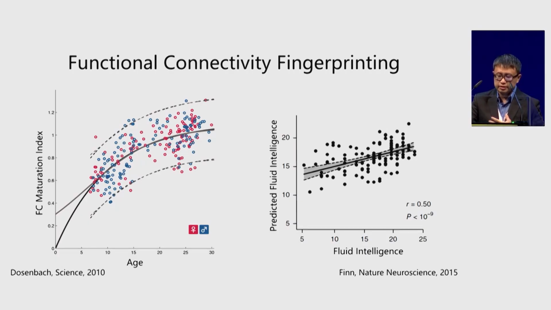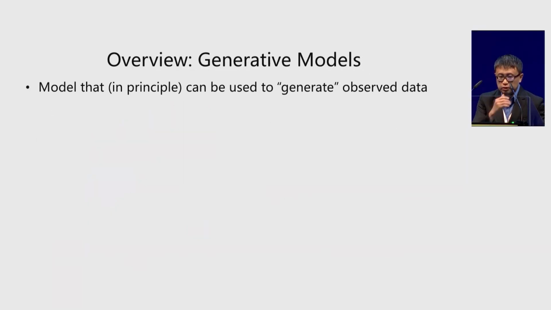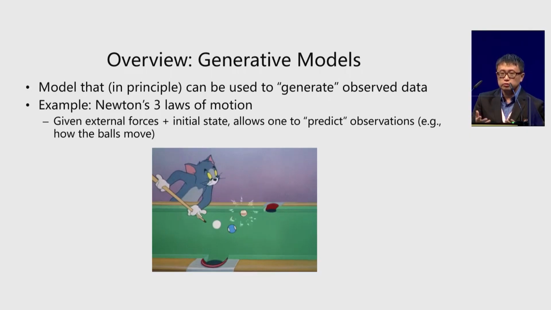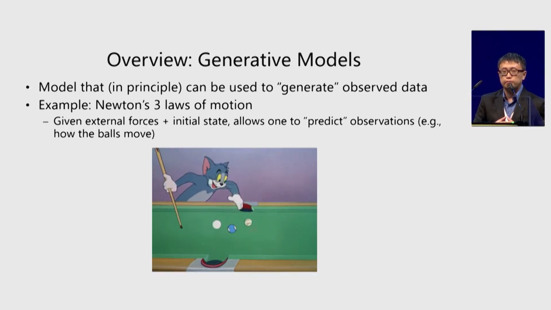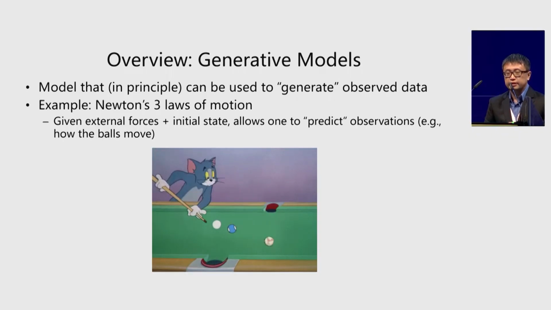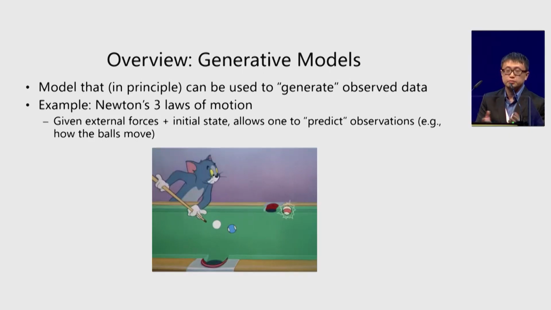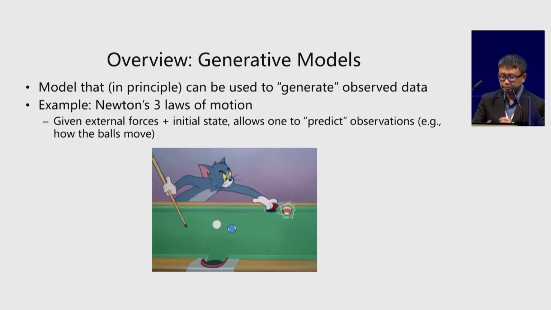So the question then is, what is a generative model? A generative model is a model that can be used to generate observed data. This is obviously kind of a circular definition, and perhaps the best way to explain it is that everyone knows the most famous generative model, which is Newton's three laws of motion. If we know the initial states of the balls, as well as the force applied by the pool table cue, then Newton's three laws allow us to predict how the balls move, although perhaps not the moving of the hole in the table.